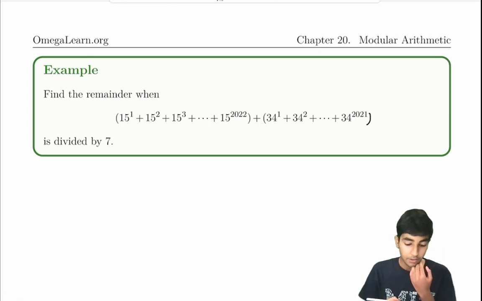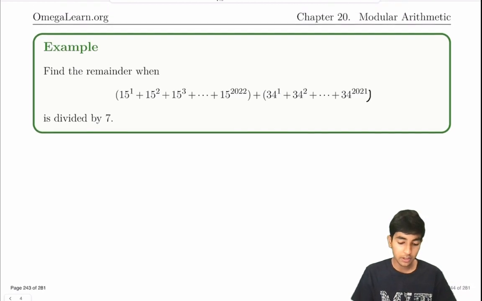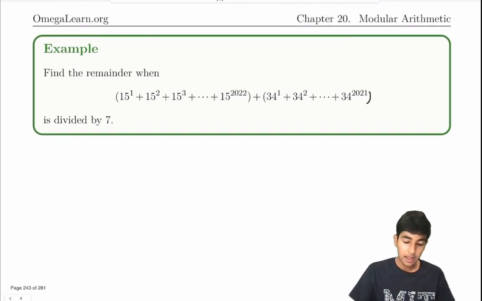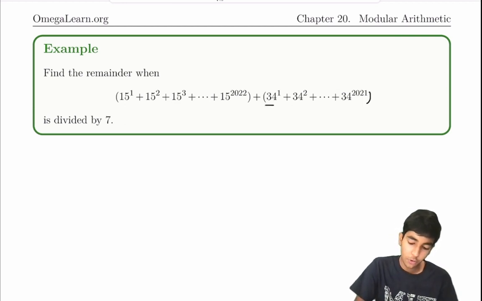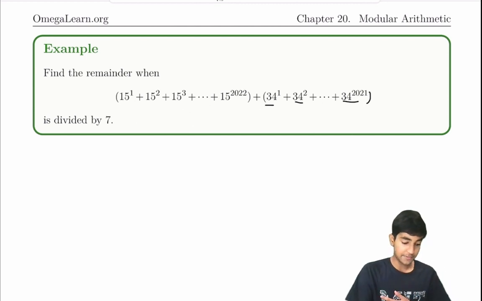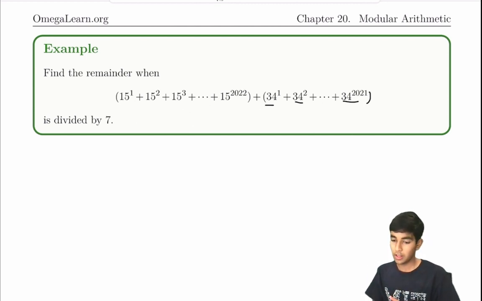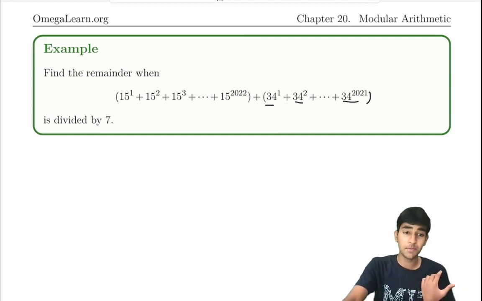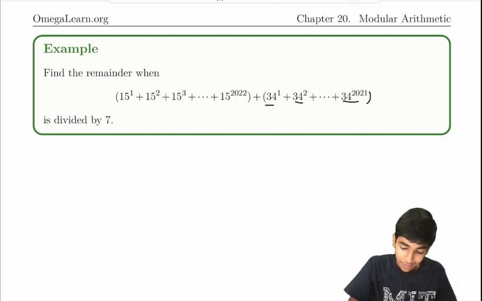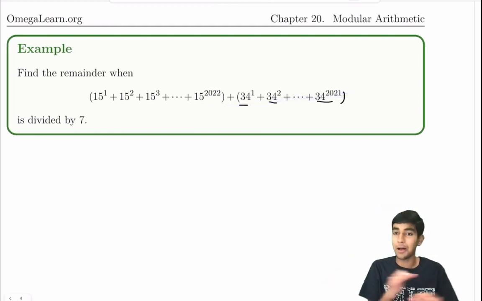Okay, next. Find the remainder when 15^1 + 15^2 + 15^3 + so on, up to 15^2022, plus 34^1 + 34^2, all the way till 34^2021, is divided by 7. Wow. And now, even if you somehow manage to brute force your way through the other problems, I guarantee you won't be able to evaluate this. I'm sorry, it's just not possible.